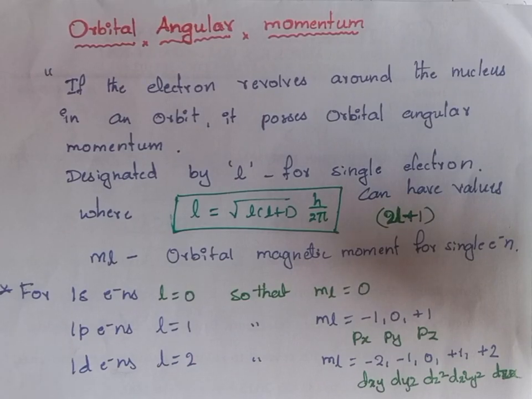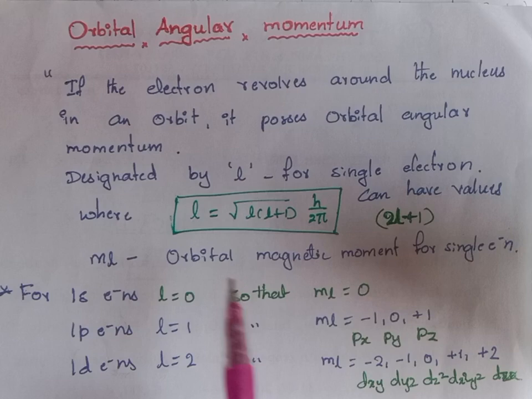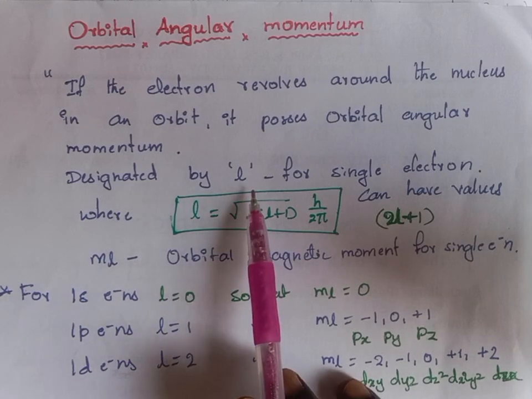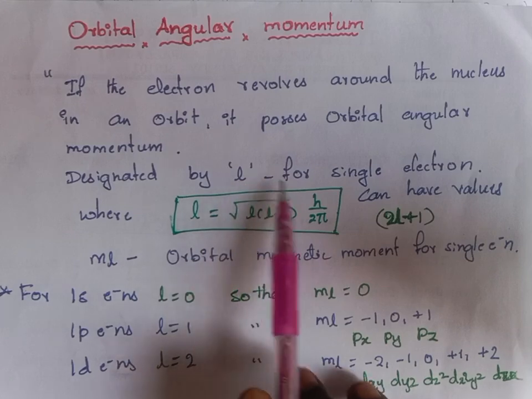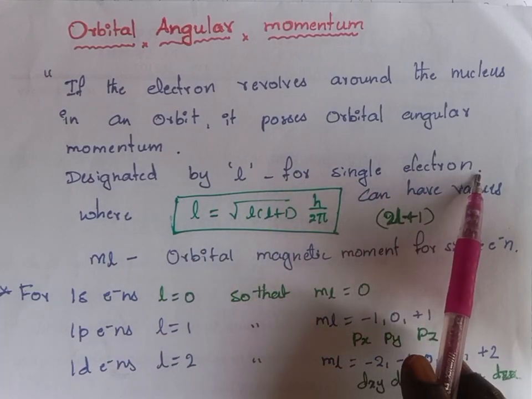Now we're going to see about orbital angular momentum. Generally, orbital angular momentum arises because the electron is a charged particle. If the electron revolves around the nucleus in an orbit, it possesses orbital angular momentum. It is designated by small l, which is the orbital angular momentum for a single electron.